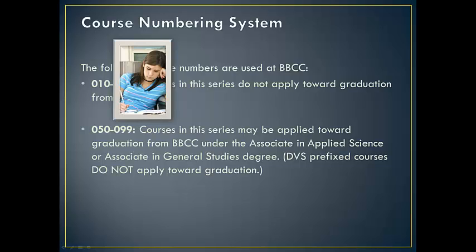Courses in this series may be applied toward graduation from Big Bend Community College under the Associate in Applied Science or Associate in General Studies degree. What this means is that you have to check with your program to see if these courses count or do not count. Many of the math courses in the Emporium model are considered in the levels between 90 and 99, and they will be applied towards some of the technical degrees.